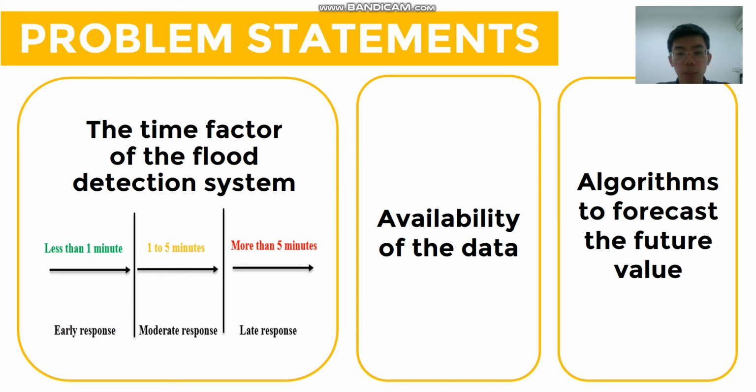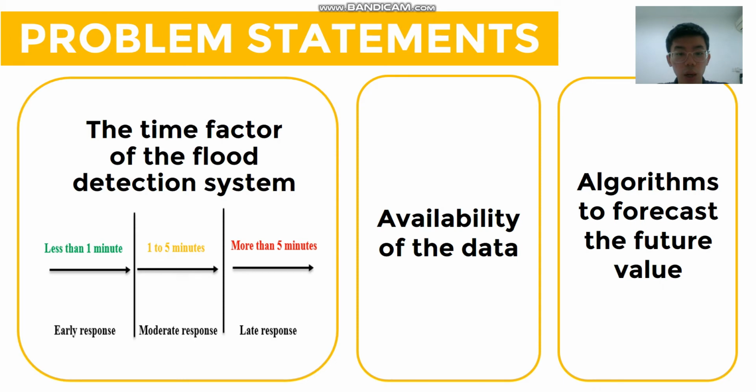There are 3 problem statements in this project. Firstly, it is the time factor of the flood detection system. Time is a crucial factor, especially in detecting the rapid changes of water level for flash floods. If the time taken to complete the process is too lengthy, the trustability of the result is affected.